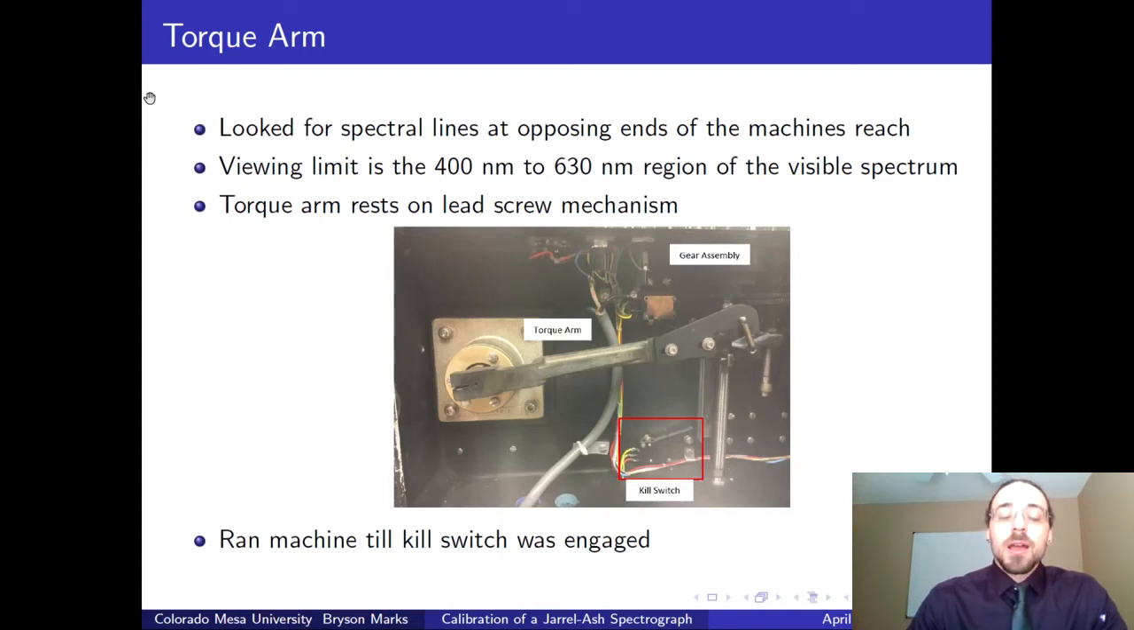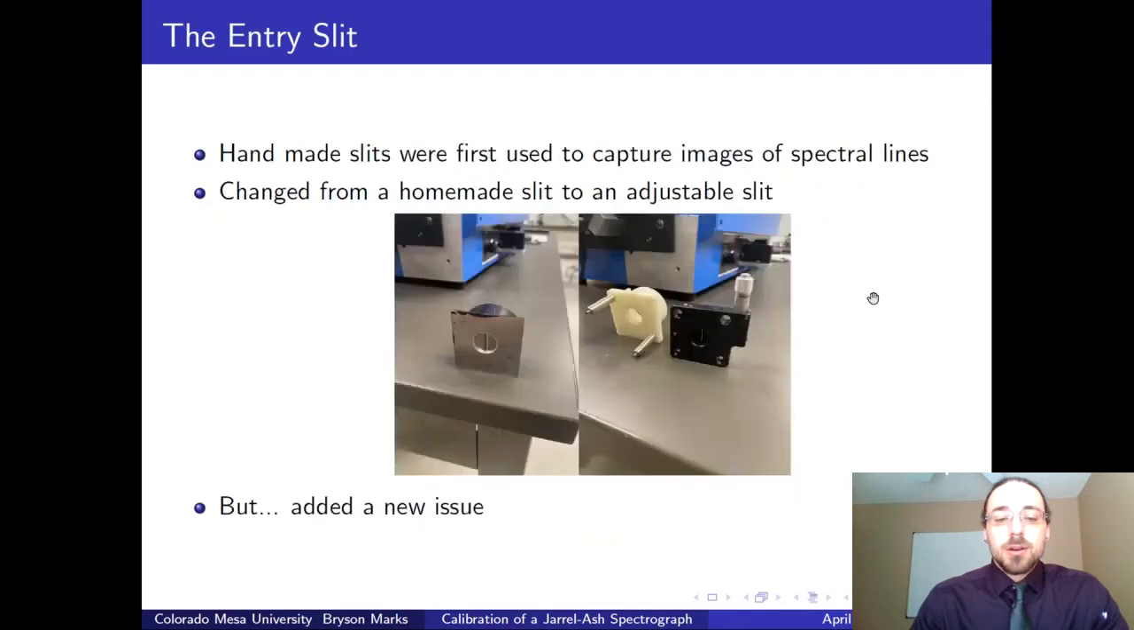Now the torque arm, like I said earlier, rests on the lead screw mechanism, like so. We have the torque arm attached to the lead screw via the mechanism here. If you run this torque arm all the way counterclockwise or clockwise, you will engage one of these two kill switches. These kill switches just cut the power to either the clockwise or the counterclockwise portion of the knob. So that lets us know the viewing capabilities of our spectrometer.